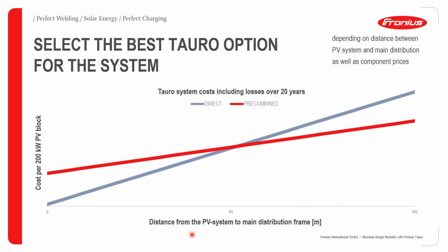So of course, the longer the distance gets, the more likely it is to be safer with a pre-combined version, because the longer the distance gets which we have to cover, the more beneficial it is to have big DC cables across this distance, because we would have lower power losses because of high voltage and big DC cable diameter. And the shorter the distance gets, as we can see here, the more likely it is to run better with the direct version.